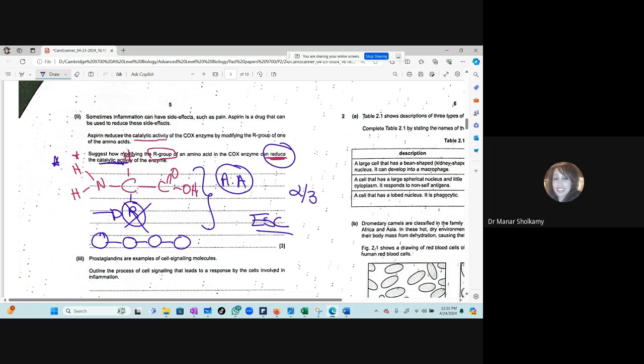We can add that changing the R group is going to change the whole amino acid. The type of the amino acid will change. Different amino acids, different sequence, different primary structure, secondary structure, tertiary structure, and everything is going to change from there.